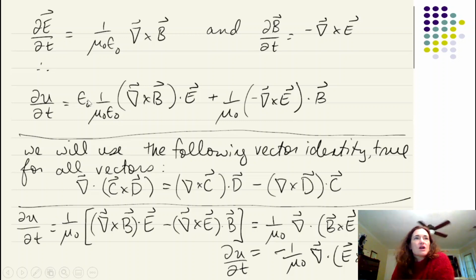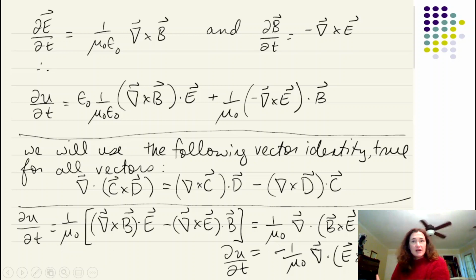Especially because this constant epsilon naught over mu naught epsilon naught, the epsilons cancel out, and I'm just left with 1 over mu naught, which I can pull out front, okay? And that just leaves my curls in there, okay? So I'm going to use that vector identity and plug in for it here to simplify my expression a little bit. So when I do that, I'm going to end up with partial u with respect to t is equal to 1 over mu naught times del dot b cross e.